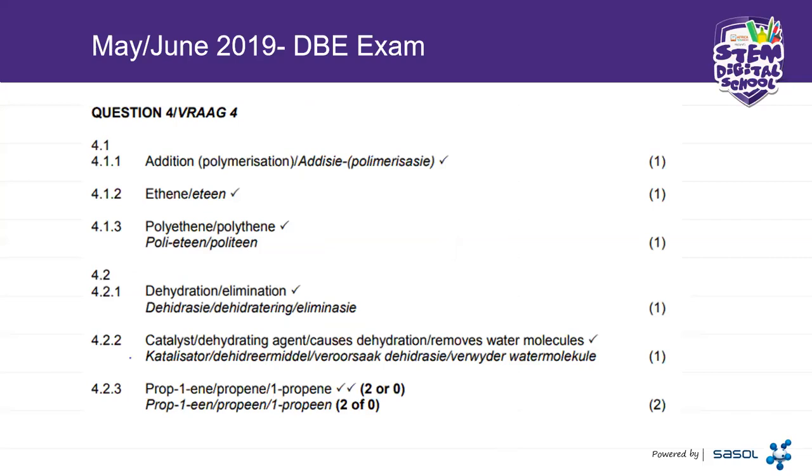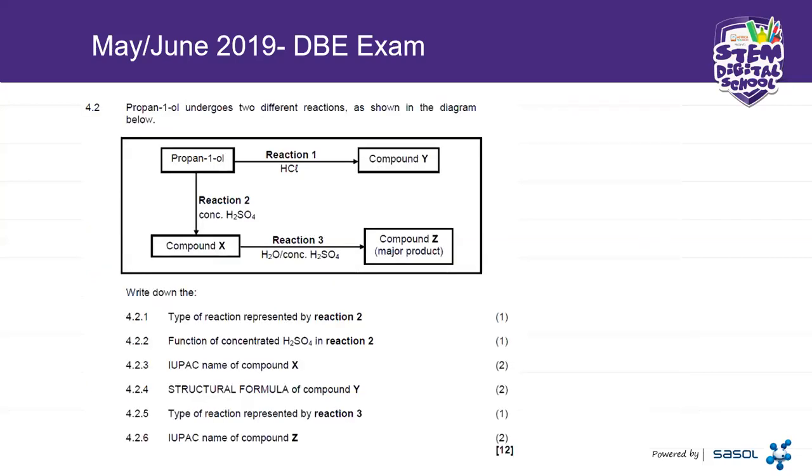So remember we spoke about when in a dehydration reaction, what we do is we're turning a saturated molecule, which is a single bonded molecule, into an unsaturated double or triple bond molecule. So in this case, it becomes a propene.